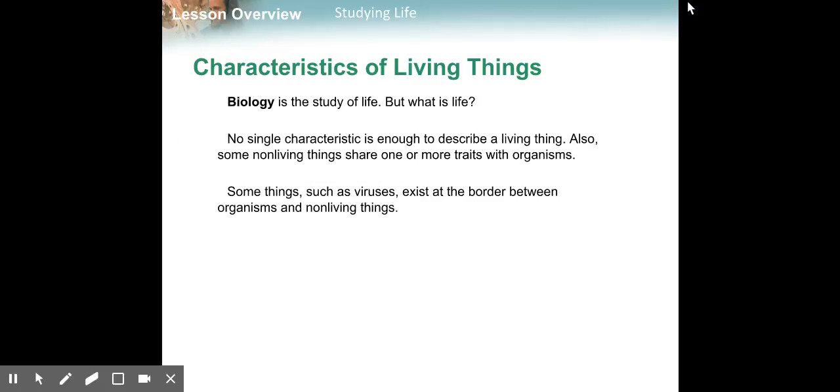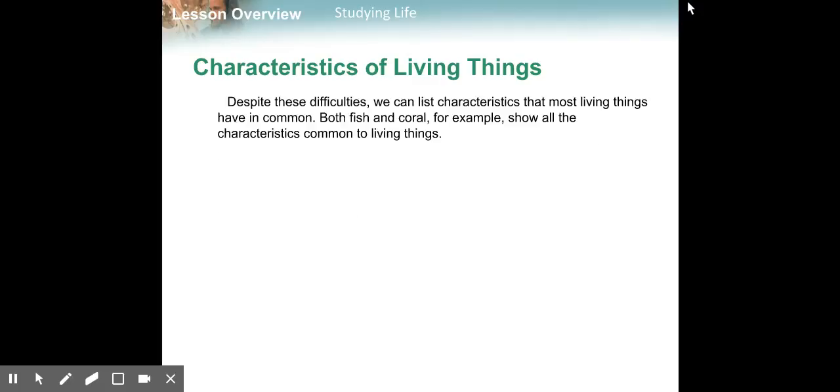So, biology. If you haven't caught on to this yet, biology is the study of life. But how do you know if something's alive or not? There's not one characteristic that's going to be able to describe a living thing. There's a bunch of things that they all share. Some things might have some of those traits, but not all of them. Like a virus, they have some of the traits of living things, but not all of them.